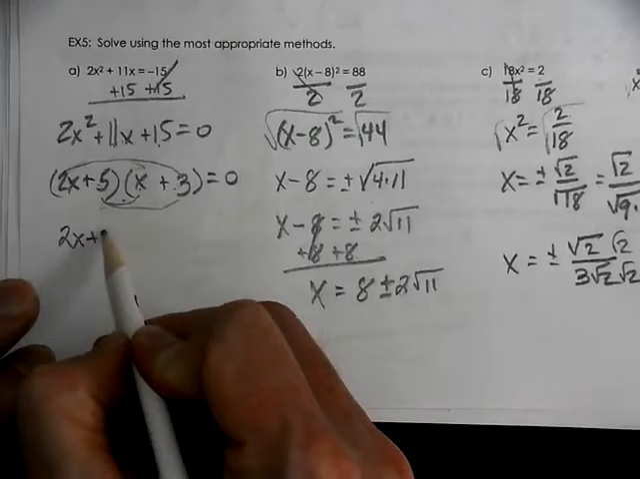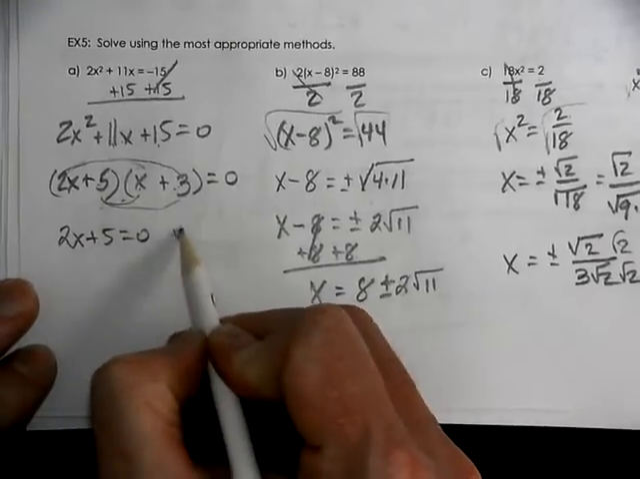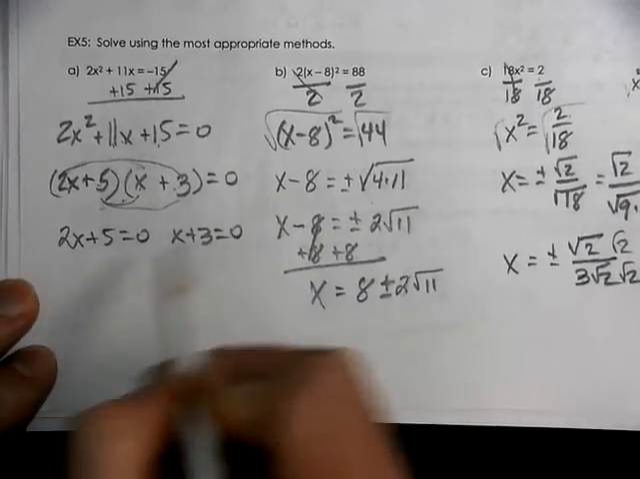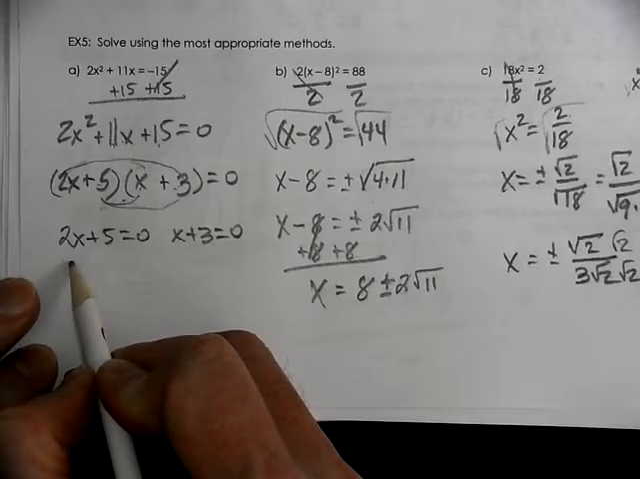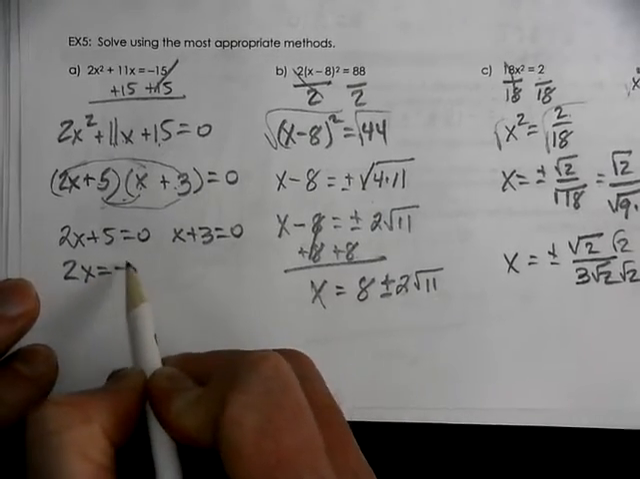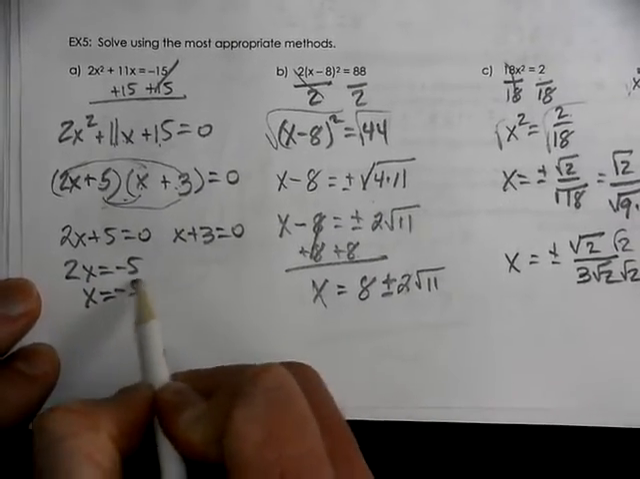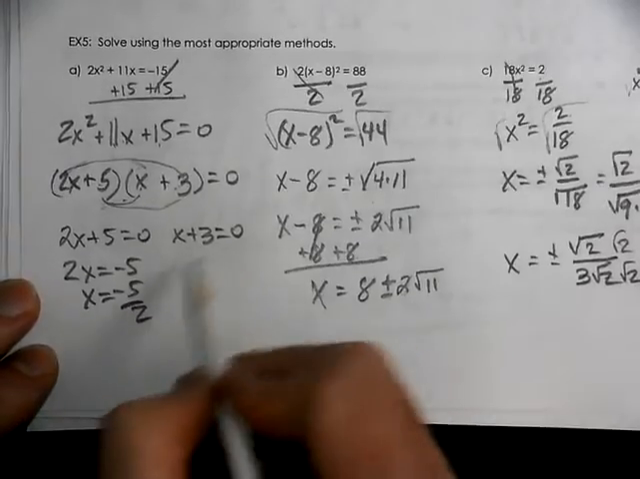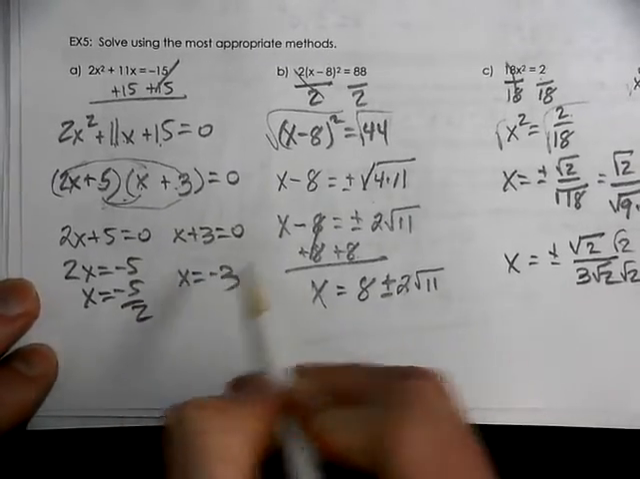So then I'm going to use the zero product property to set both my factors to 0, subtract across my 5, divide by a 2, and subtract a 3.